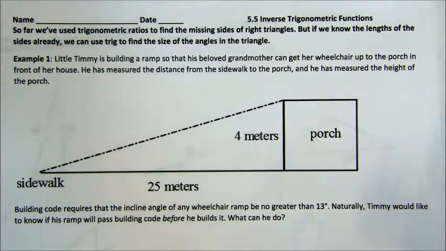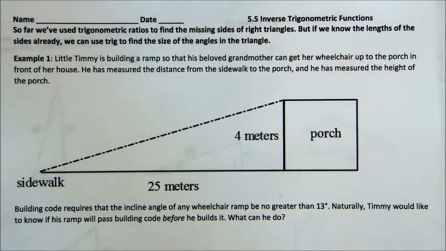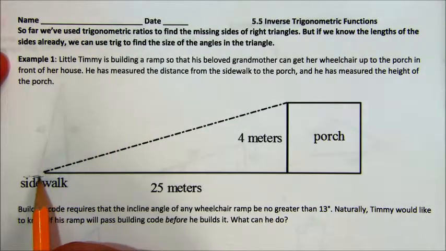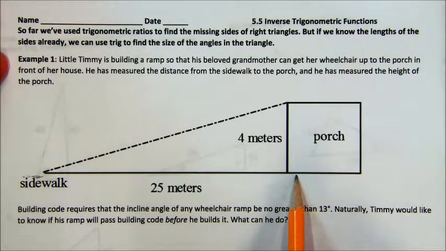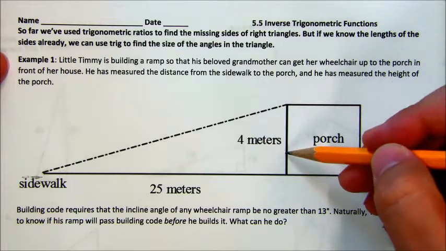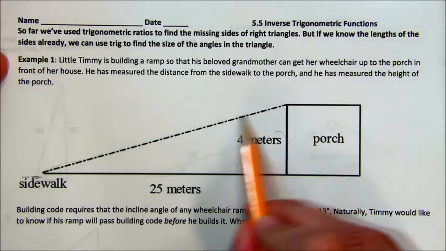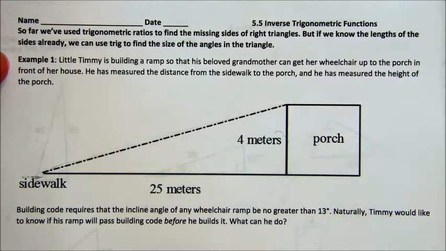Here's an example. Little Timmy is building a ramp so that his beloved grandmother can get her wheelchair up to the porch in front of her house. He has measured the distance from the sidewalk to the porch, and he has measured the height of the porch. Here's the diagram. We've got the sidewalk over here. The sidewalk is 25 meters from the porch. The porch is 4 meters high. And here is what the ramp will look like once Timmy builds it.